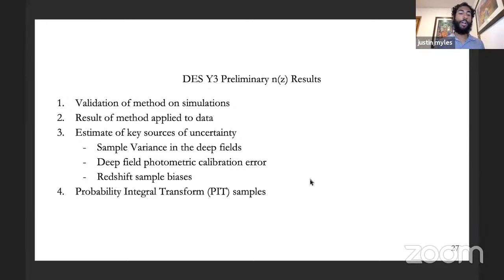After that, I'll talk about a sampling procedure we developed. We call it probability integral transform sampling, or PIT sampling, applied to this problem. This helps us generate an ensemble of redshift distributions which incorporate those very same uncertainties I've just mentioned.